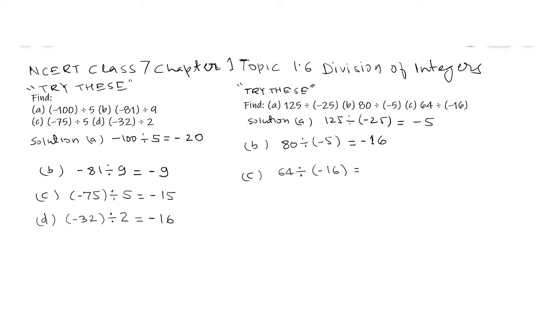Part C, 64 divided by minus 16. So when we divide the whole number 64 by the whole number 16, in the table of 16 we see that 16 times 4 is 64, hence the quotient is 4. Now as 16 is negative, the quotient is also negative, and the same property is used: when a positive integer is divided by a negative integer, we get the quotient as a negative integer. We go to another set of Try These.